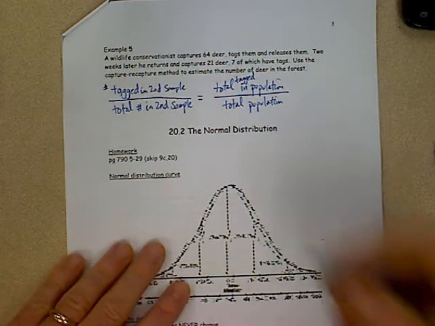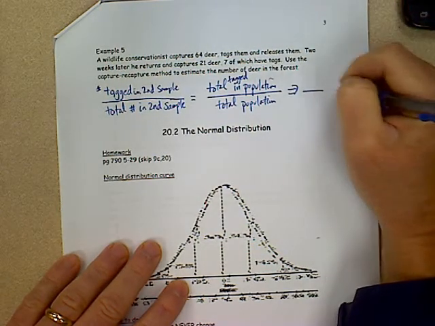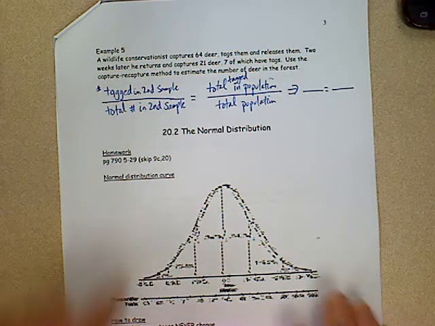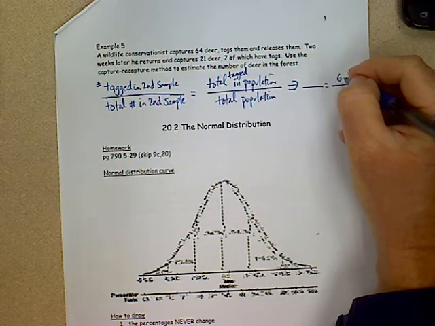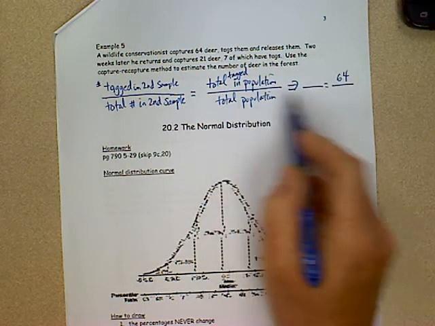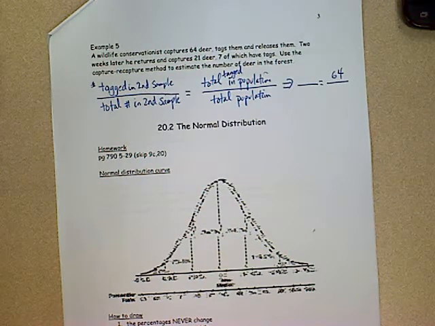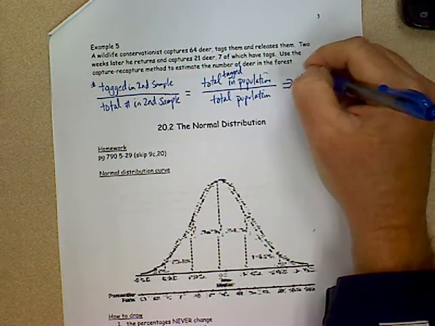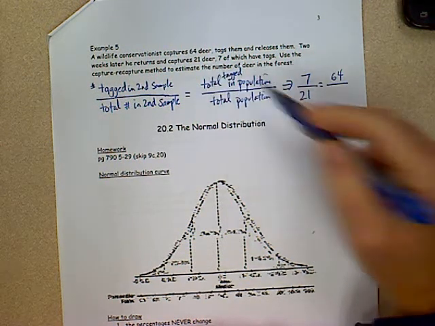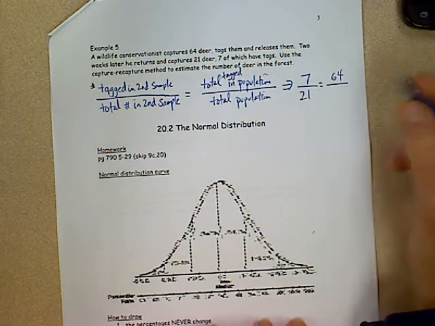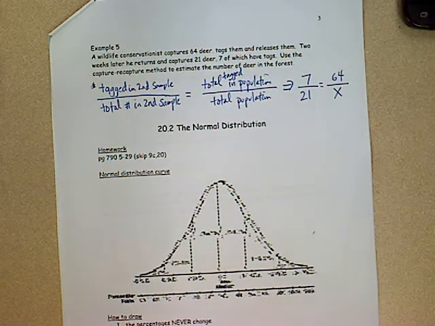Okay. All right, so for using this formula then, I'm going to try to set it up. What you're doing is you're writing a proportion. It says a wildlife conservationist captures 64 deer and tags them. That's the total number tagged in the population. So 64 is going to go on the top of the second fraction. 2 weeks later, he returns and captures 21 deer. Okay, 7 have tags. So the number tagged in the second sample would be 7 out of 21. 21 total deer in the second sample. We're trying to find the total population. This is x.